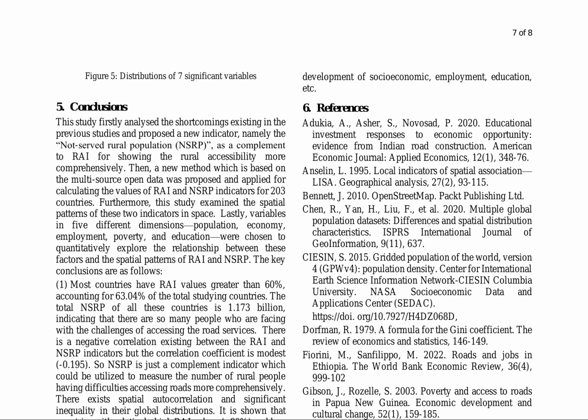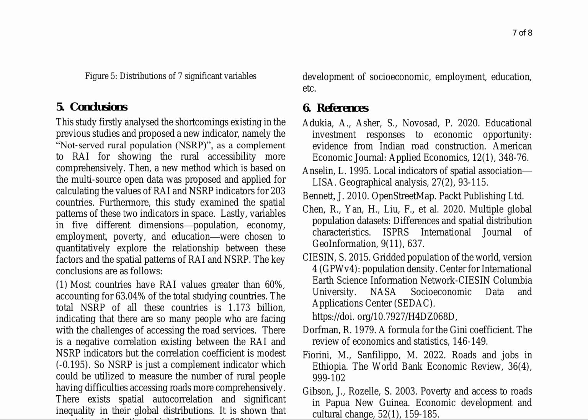This study introduces a new indicator, the Not Served Rural Population, NSRP, to complement the Rural Access Index, RAI, in assessing rural accessibility more comprehensively. The authors proposed a method based on multi-source open data for calculating RAI and NSRP values for 203 countries. They also examined the spatial patterns of these indicators and explored their relationship with various factors such as population, economy, employment, poverty, and education. The results show that most countries have RAI values greater than 60%, with a total NSRP of 1.173 billion people facing challenges in accessing road services.